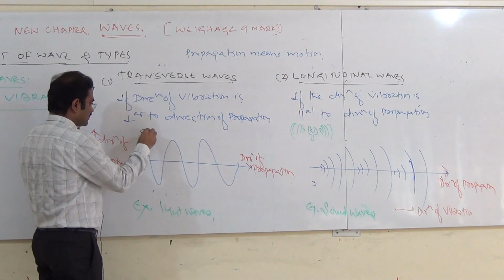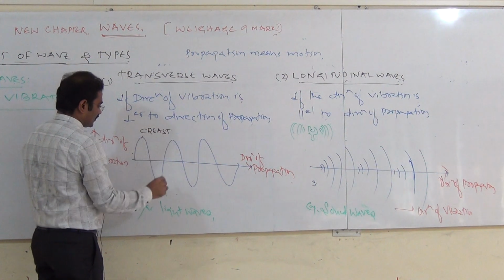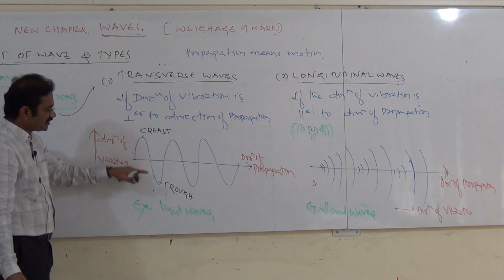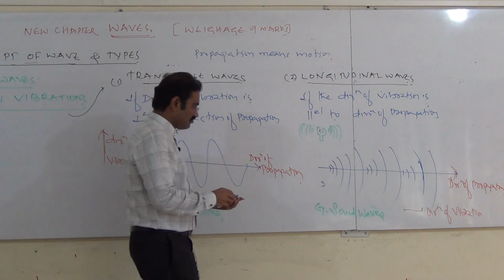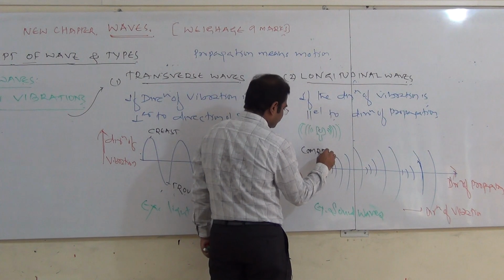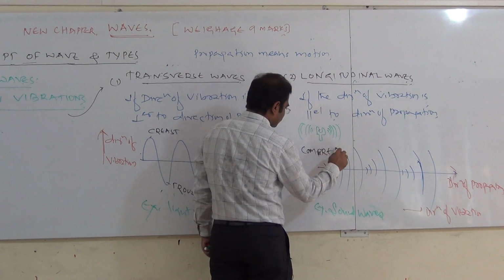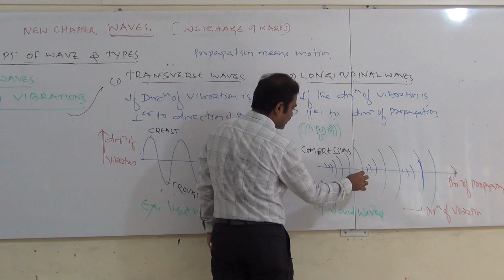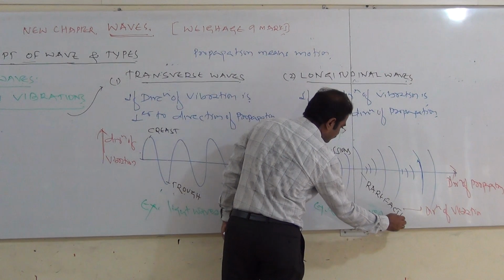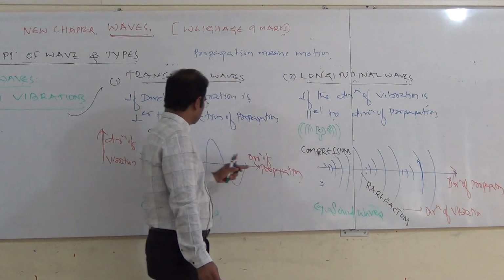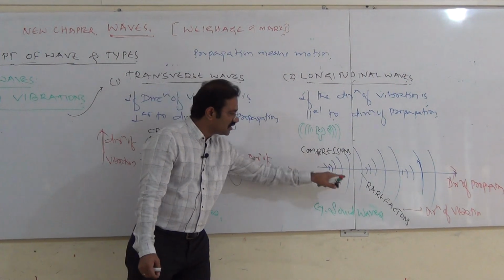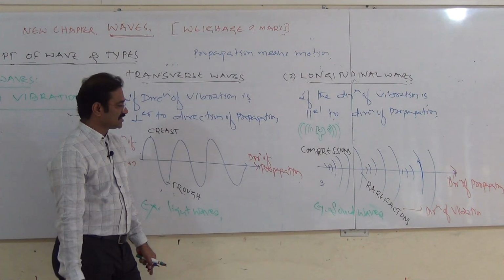This is called crest and this is called trough. Crest and troughs are formed here, but in the other one, this is called compression. These are called compressions and these are called rarefactions. And here we call them the same, crest and trough. Here we use the word crest and trough. There we use the word compression and rarefactions.